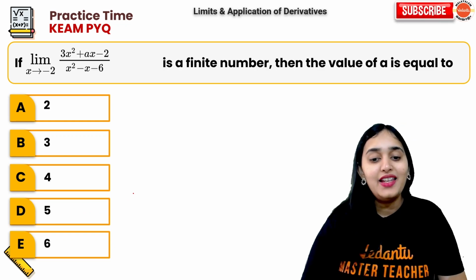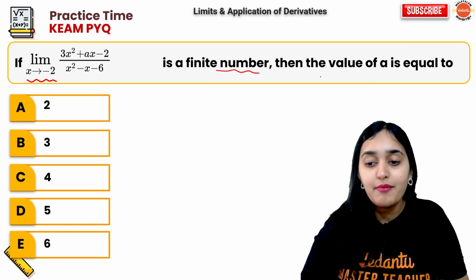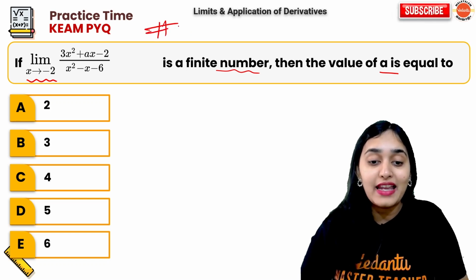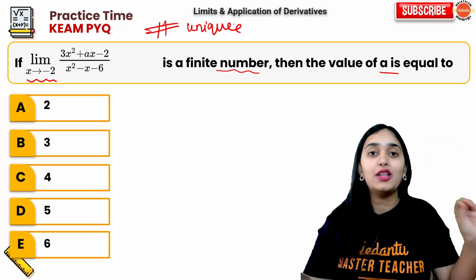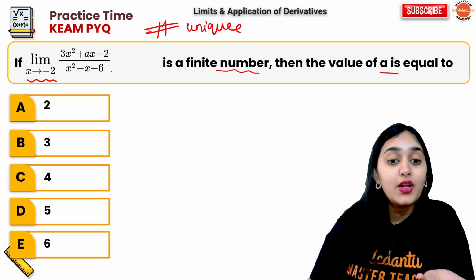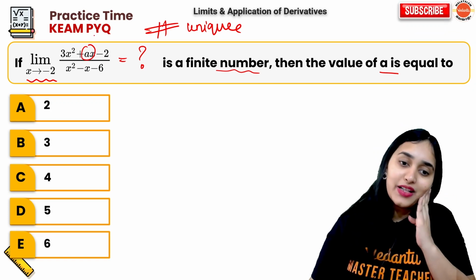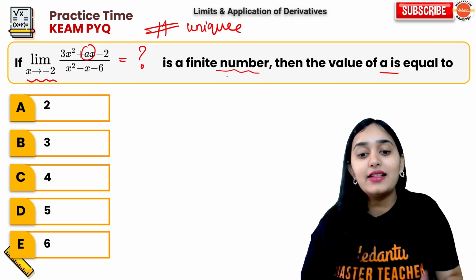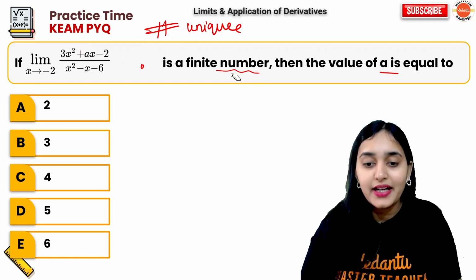Alright. Next question. If the limit as x tends to -2 is a finite number, then the value of a is equal to dash. Interesting question, very unique question. Every question I have shown you today is unique and you are learning something new from it. From this question, what are we learning? They have not told what the limit is and they are asking the value of a. How will we find a if we don't know the limit? There is no equal to sign, no value given. They are just saying it is a finite number. Then what can we do? We have to apply a trick.